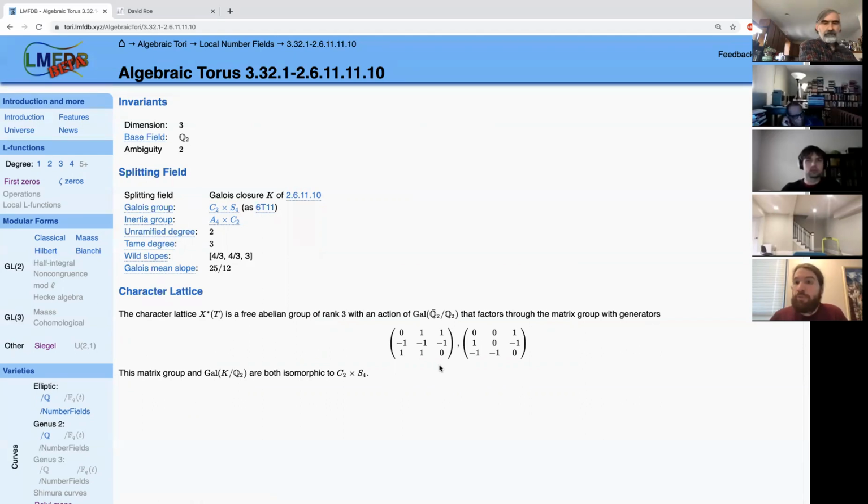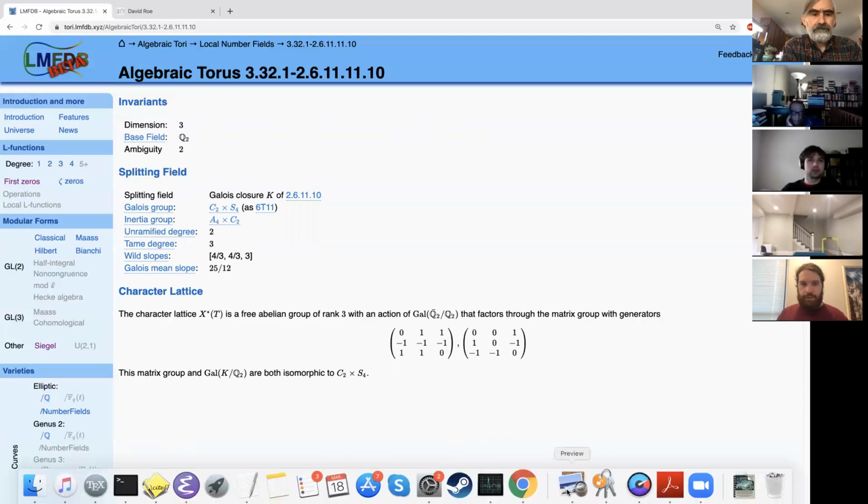So there's lots more that we would like to have on this site, and I'll talk a little bit more about what my wish list is for data you could include for these tori. In the meantime, I'm going to go back to the slides. You should feel free to keep playing around with the website if you like.